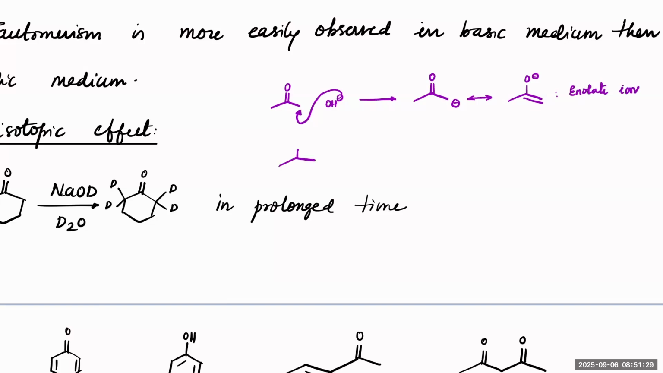And then we have this enolate ion. Again, when you react with water, this will take H plus and convert into an enol form with OH minus. So the enolate ion will convert into an enol form like this. In basic medium, this is easier compared to acidic medium.